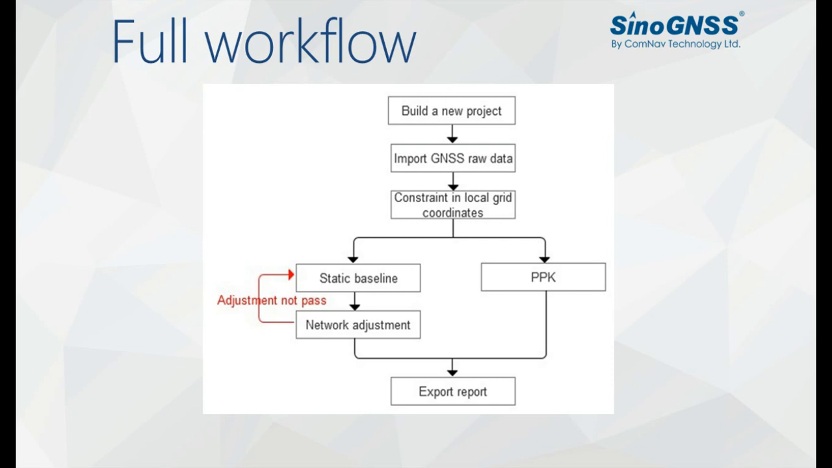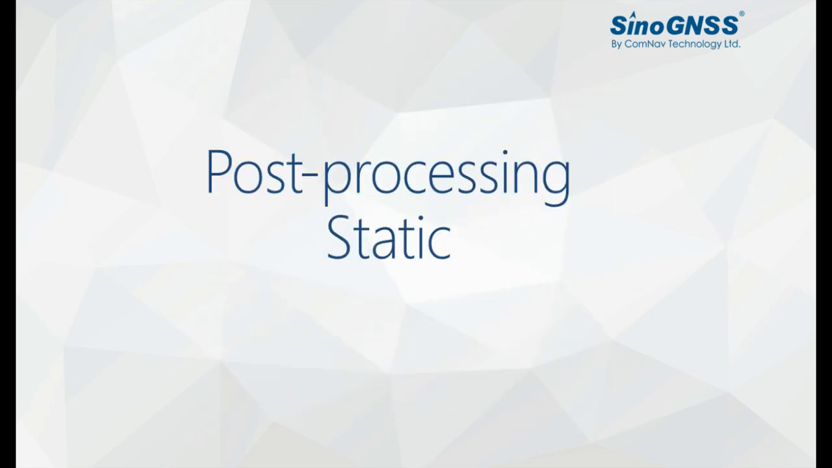Okay, before we start to post-process our GNSS data, I will show you the workflow of our Compass Solution software, which is quite easy to understand. You only need to build your new project, import raw data, make a constraint in local grid coordinates, post-process your data, and export the report. So I will start to show you how to post-process your static GNSS data now.